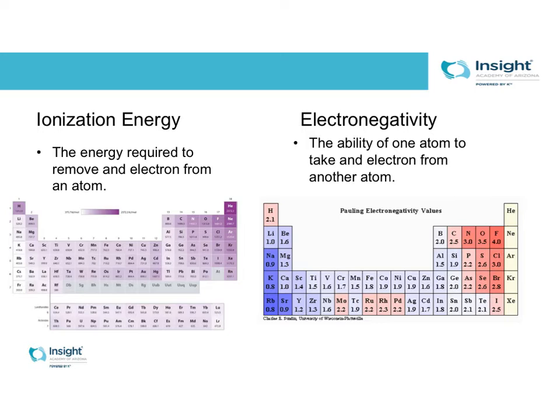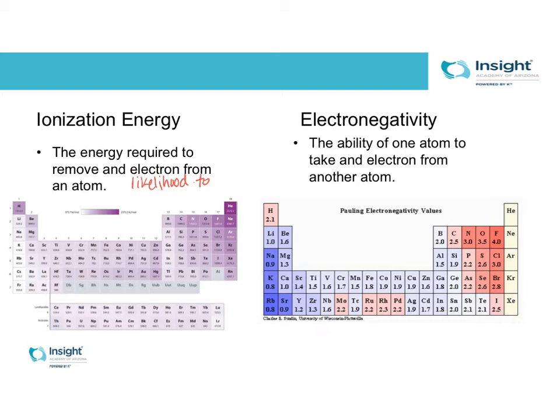So a couple of other different but very similarly related trends are ionization energy and electronegativity. And these both relate to what kind of ion an element tends to form. All right, so ionization energy is the energy required to remove an electron from an atom. You can also think of it as the likelihood to form a positive ion.